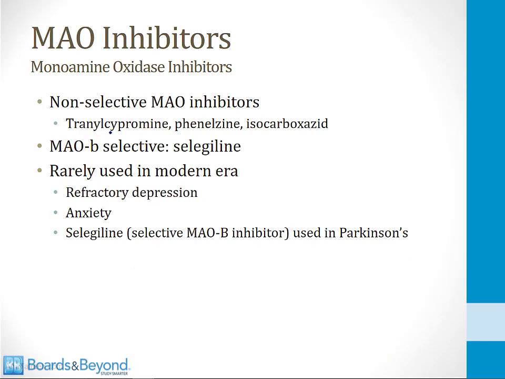But years ago, there were three MAO inhibitors that were used to treat depression. They were tranylcypromine, phenelzine, and isocarboxazid. These were non-selective MAO inhibitors that inhibited both MAO-A and MAO-B.